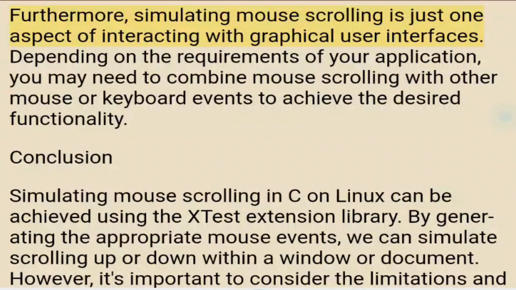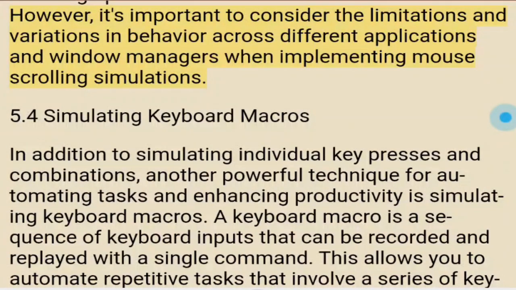Furthermore, simulating mouse scrolling is just one aspect of interacting with graphical user interfaces. Depending on the requirements of your application, you may need to combine mouse scrolling with other mouse or keyboard events to achieve the desired functionality. Conclusion. Simulating mouse scrolling in C on Linux can be achieved using the XTest extension library. By generating the appropriate mouse events, we can simulate scrolling up or down within a window or document. However, it's important to consider the limitations and variations in behavior across different applications and window managers when implementing mouse scrolling simulations.